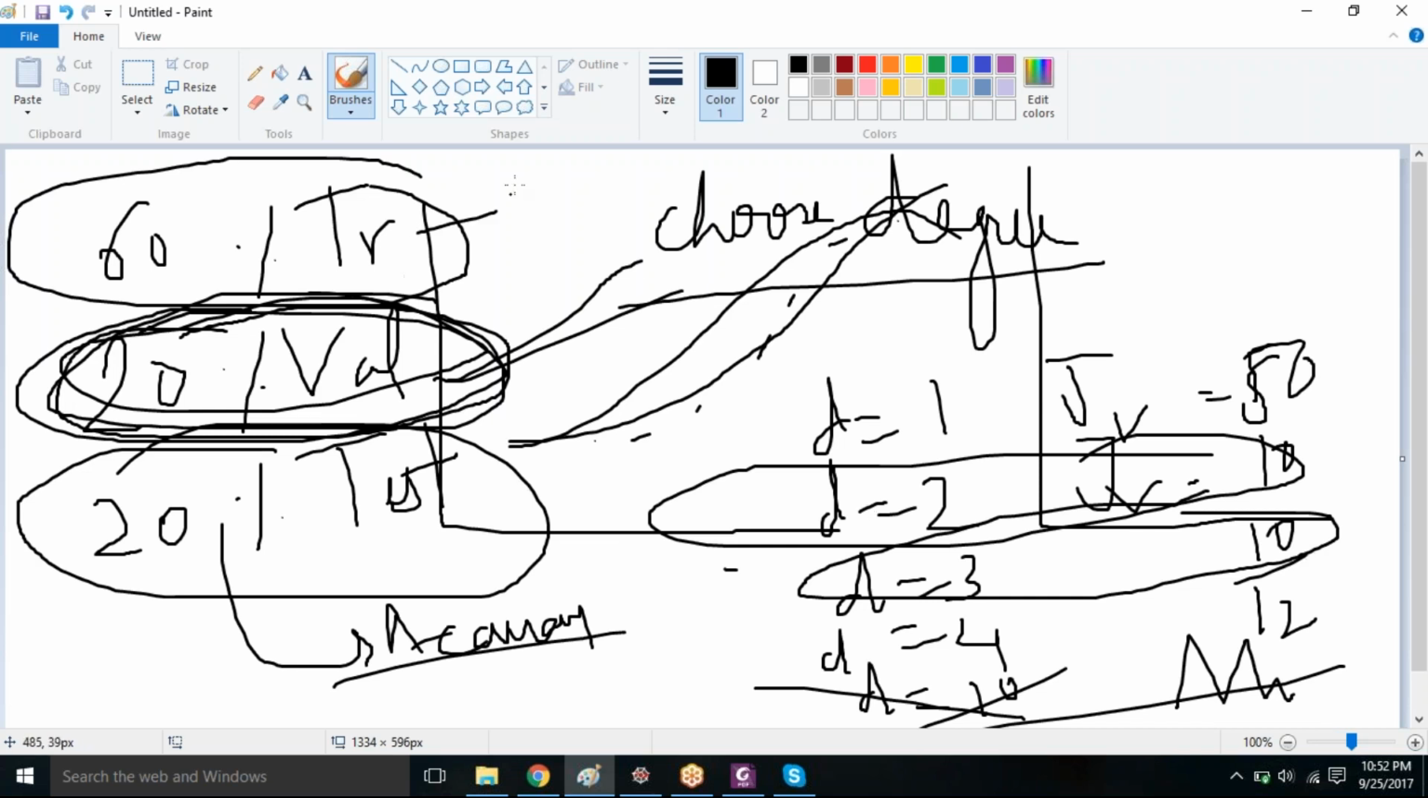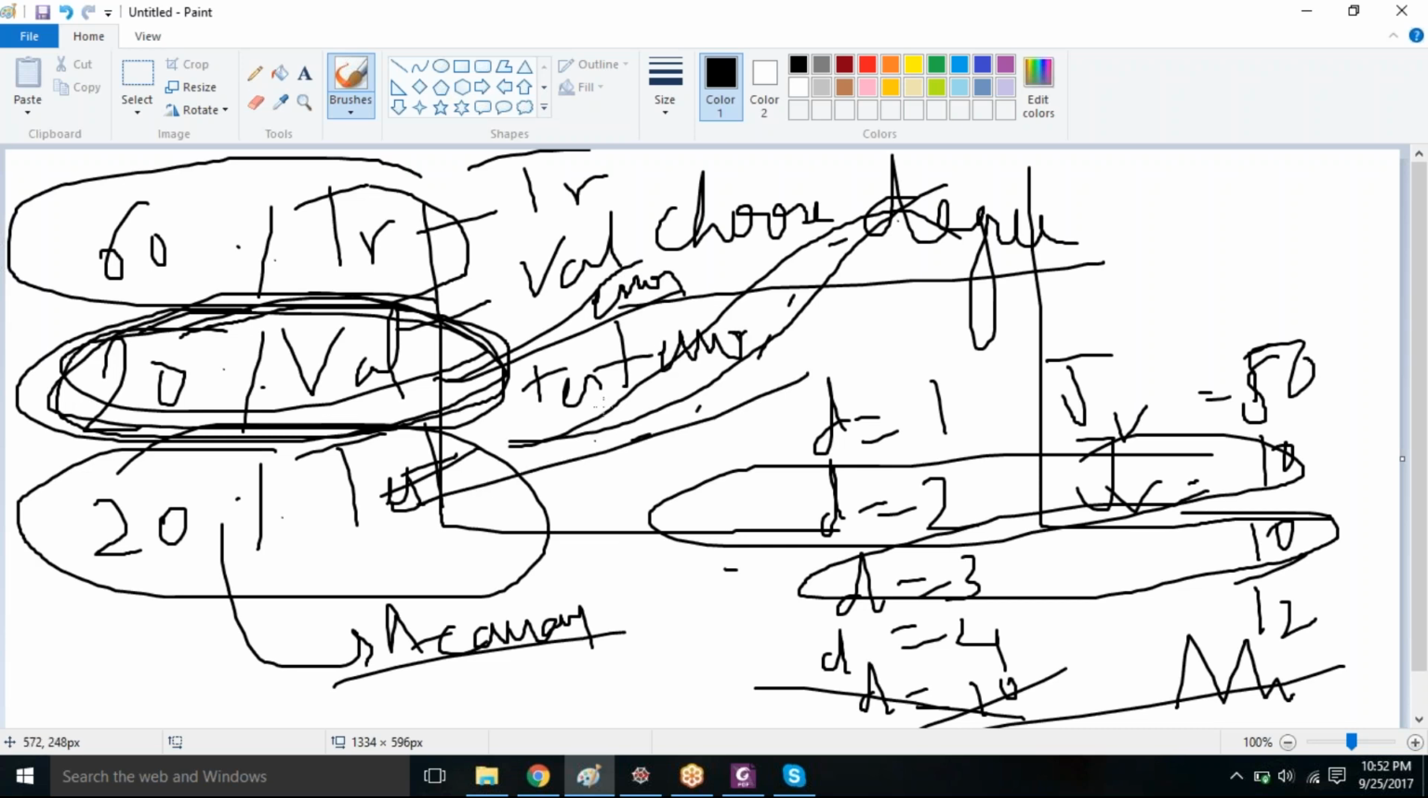This error is called training error, this error is called validation error, and this error is called test error. What accuracy you claim to the world is the test error. Why don't you claim your accuracy on training error? It will always come 100%. With higher degrees, with degree 4 or degree 5, your training error will always be 100%.